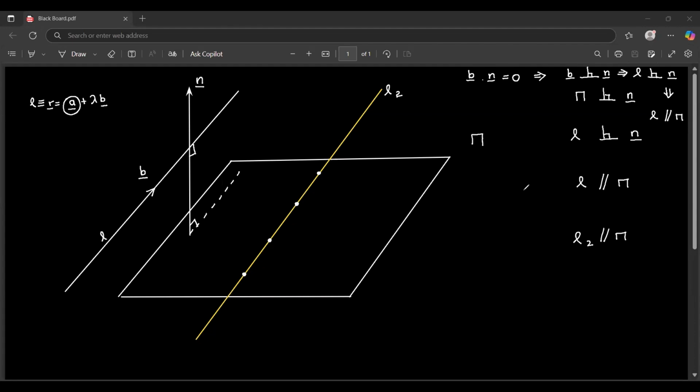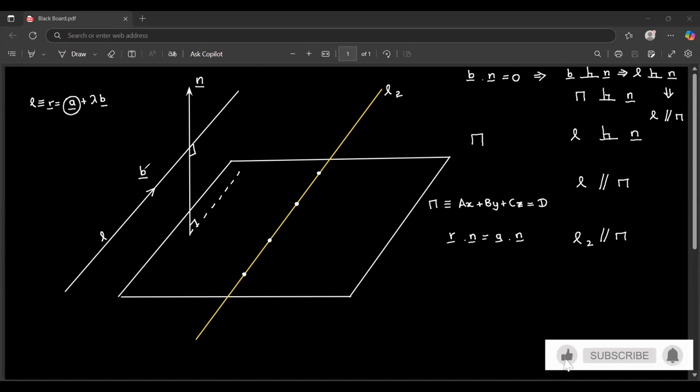Okay, this is the first thing. If we know A is the position vector of a point on the line, then we can give the Cartesian equation of the plane phi as ax + by + cz = d. What does this mean? Well, r · n = a · n. So this is the actual equation.